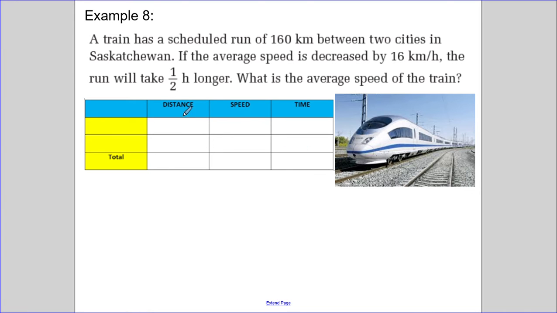So we have distance, speed, and time. Notice that it's looking for a total in this case. So we need to come up with our formula. So maybe what I'll get you to do is to pause the video, try it yourself, see if you can fill in the table and come up with an equation, and come back when you're ready.